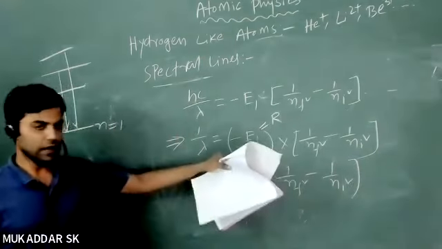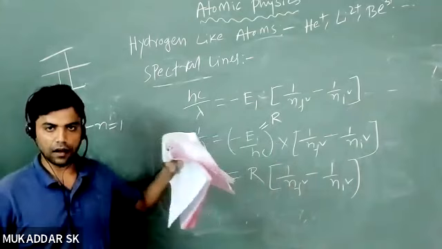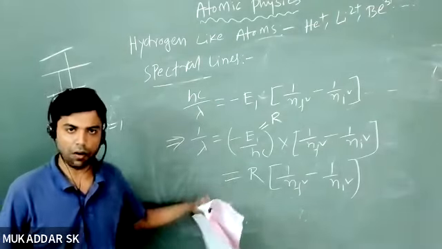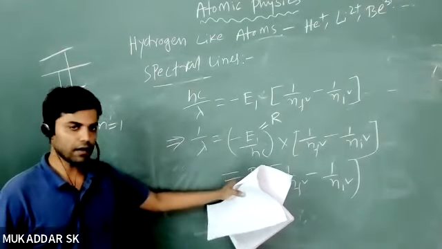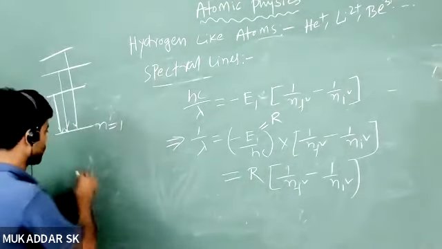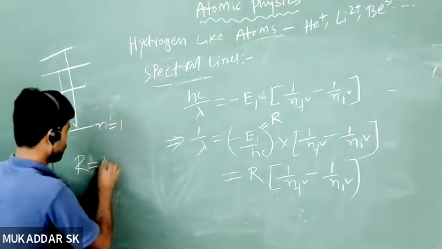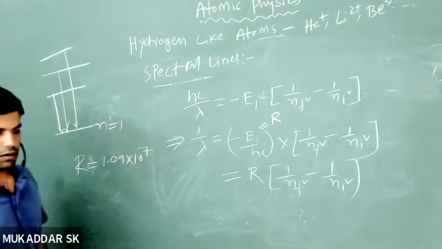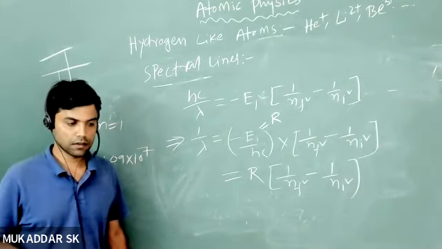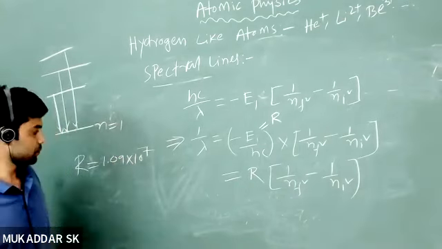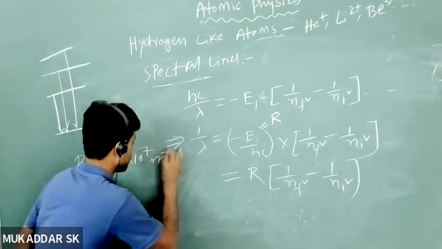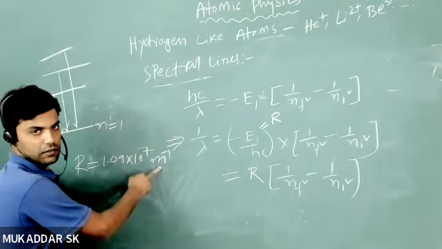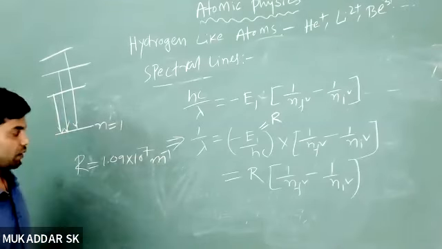Okay. So E1 is the ground state energy, that is basically minus 13.6. h is the Planck constant, c is the speed of light. If you substitute all these values, you will get R, that is Rydberg constant, and that value, anyone? Value of Rydberg constant is 1.09 into 10 to the power 7. What is the unit of Rydberg constant? Anyone in the class? What will be the unit? It is basically meter inverse, right? So this is the value of Rydberg constant, and the unit of Rydberg constant is meter inverse. Please keep in mind.